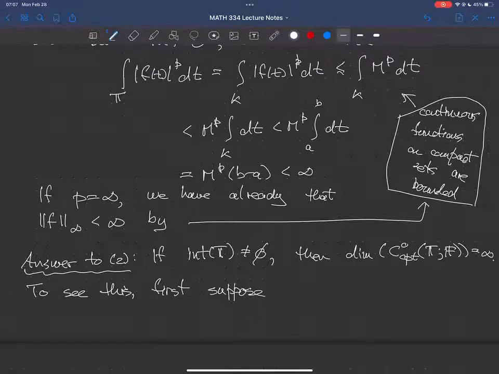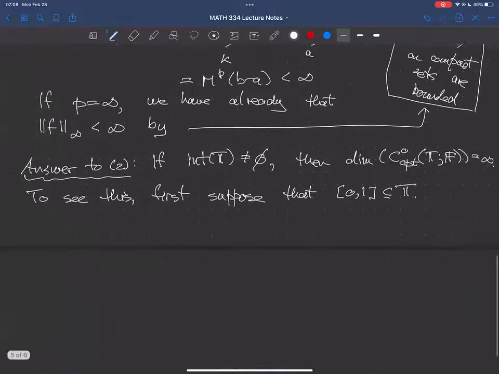So to see why this is true, we're first going to consider a special case. And so T has a non-empty interior. And so I know, therefore, that there's some closed interval which is contained in T. That's definitely true. Okay, and my special case is that I'm going to assume that closed interval is the interval [0,1]. All right.